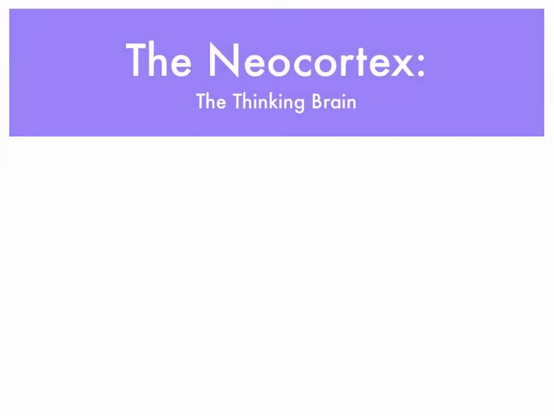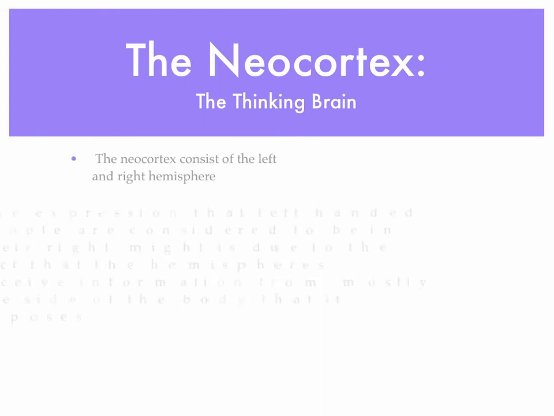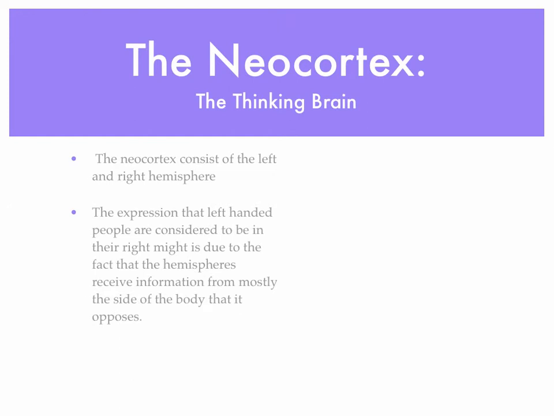The neocortex, the thinking brain. The neocortex consists of the left and right hemispheres. The expression that left-handed people are considered to be in their right mind is due to the fact that the hemispheres receive information from mostly the side of the body that they oppose.